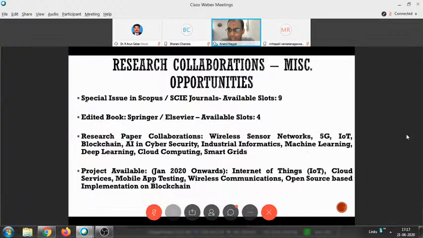If you are looking for other collaborations, you can have a special issue with me in Scopus and SCI journals. Right now, I have 9 slots available because 3-4 slots are already done. I'm coming up with more special issues also, all indexed in free SCI journals. I'm looking for good collaborators for edited books, research paper collaborations, and even for projects that will start by July or maybe August 2020 onwards. The period will be 2 to 3 years.